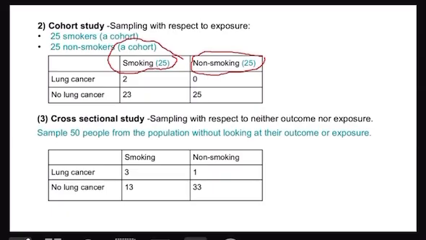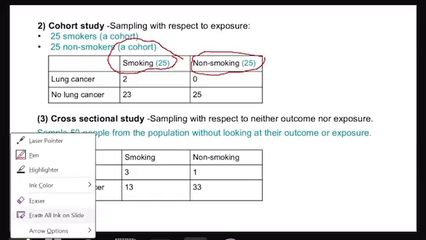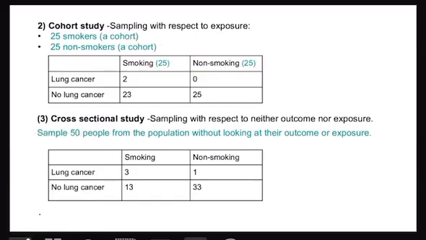Now, in a cross-sectional study, don't forget, I take a sample from the population without regard to exposure and outcome. I just pick anybody. I don't want to sample them based on outcome, and I don't want to sample them based on exposure. I only choose 50. It was later that I found out what you see in the table here.